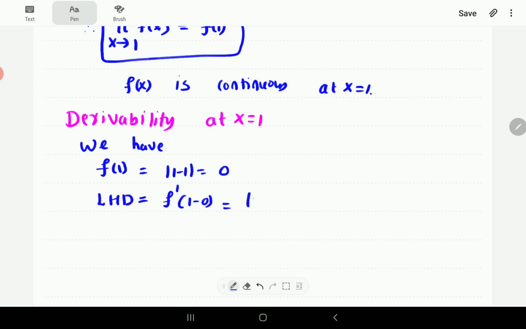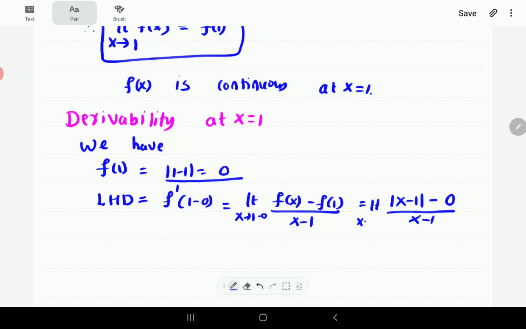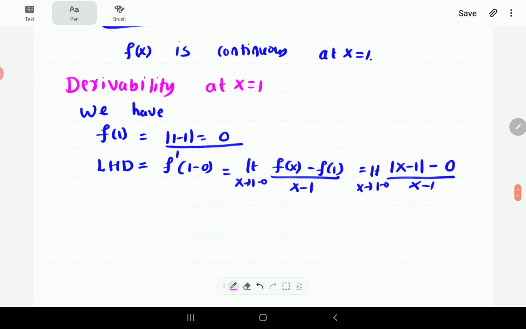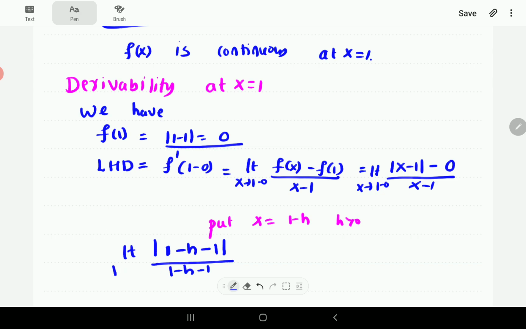So this is nothing but, by the definition, the limit of f of x minus f at the point 1, divided by x minus 1, as x tends to 1 minus 0. f of x is modulus of x minus 1, and f of 1 we already found is equal to 0, upon x minus 1. Now, because it's a left hand limit, we have to put x equal to 1 minus h, where h is greater than 0. So let's see what we get. This is 1 minus h minus 1 upon 1 minus h minus 1, and as x tends to 1, h tends to 0, right?